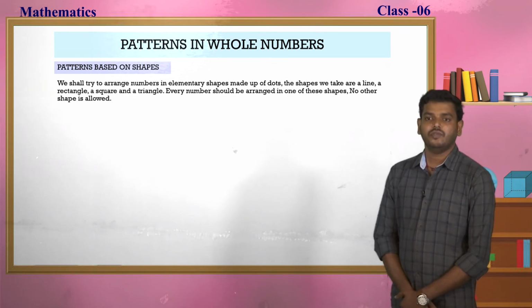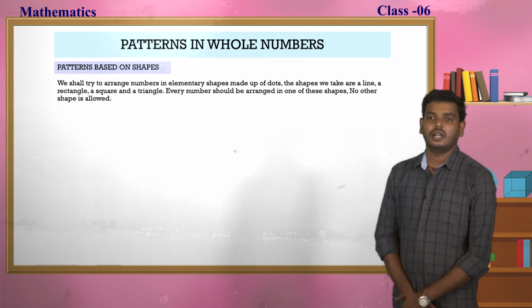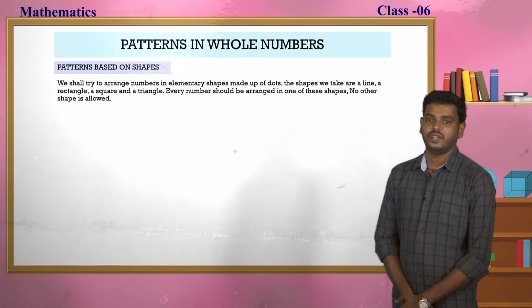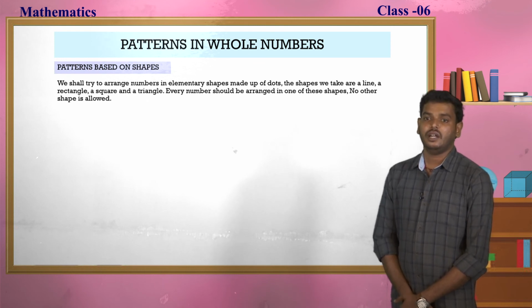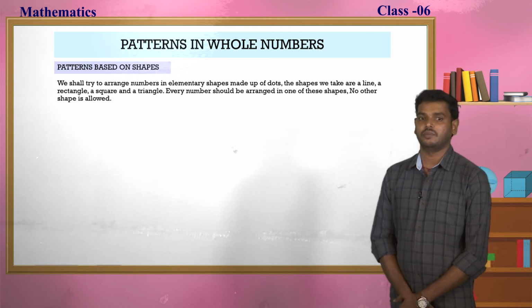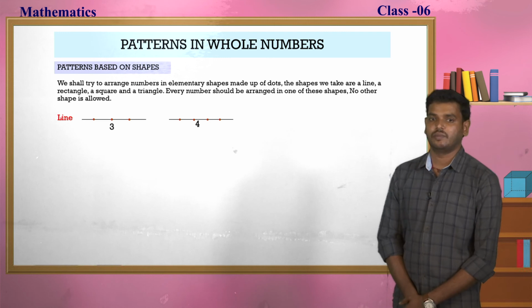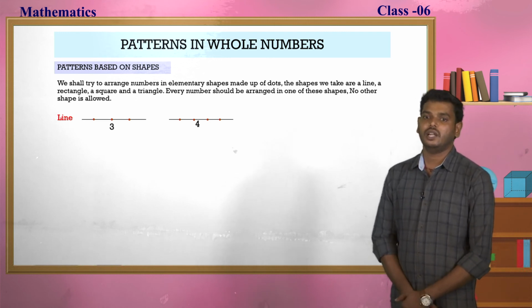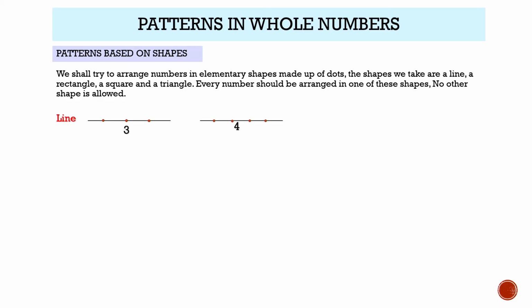The shapes we take are a line, a rectangle, square and a triangle. Every number can be arranged in one of these shapes itself; no other shapes are allowed. Say, children, line. By using 3 dots, we can draw a line, and even by using 4 dots, we can draw a line. And square, by using 4 dots, we can draw a square, and even by using 9 dots, we can draw a square.